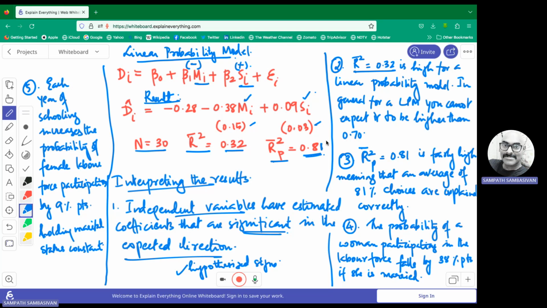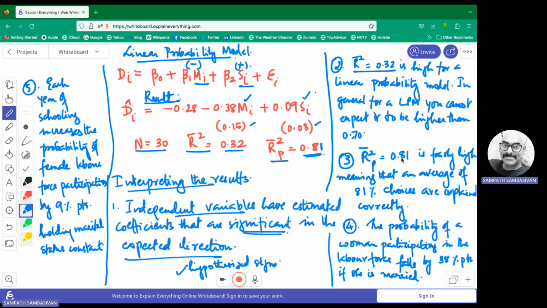It is generally said that for a linear probability model, the adjusted R square value cannot be expected to be higher than 0.7. Okay, the maximum value that you can possibly expect for adjusted R square when it comes to a linear probability model is up to 0.7, right? So given that, when you say that adjusted R square is 0.32, it's kind of a high value.